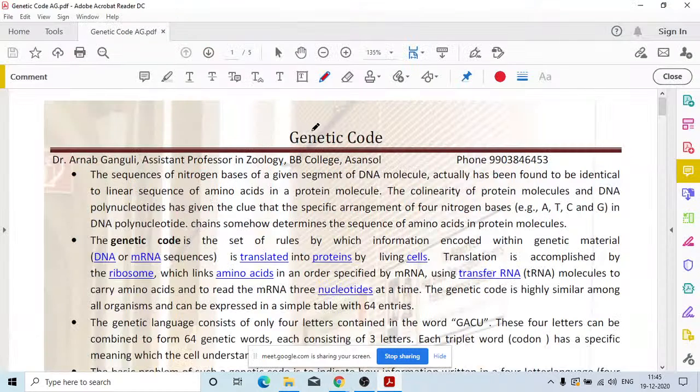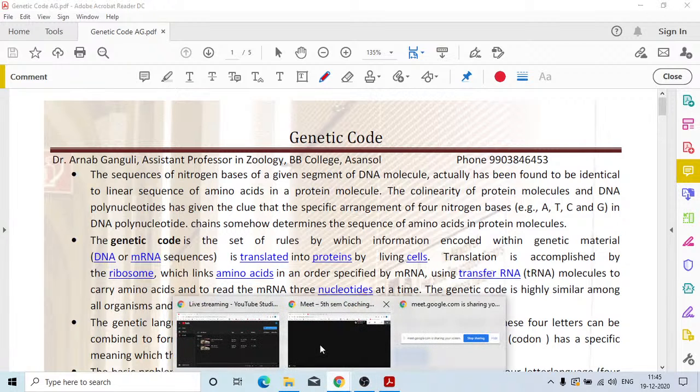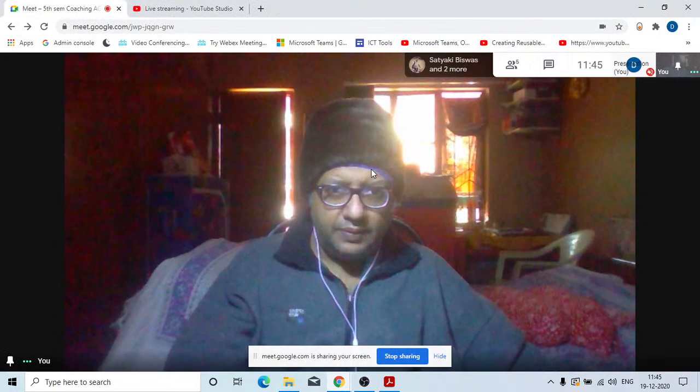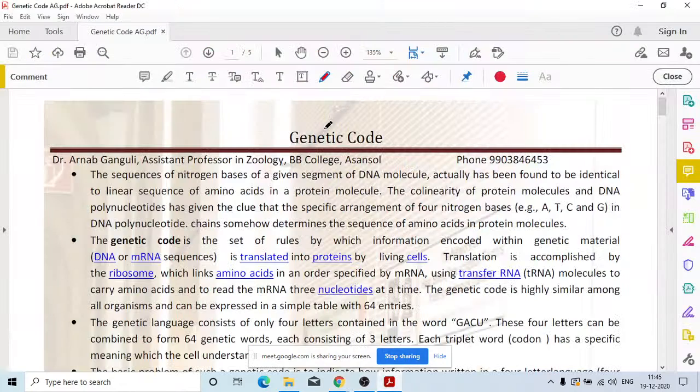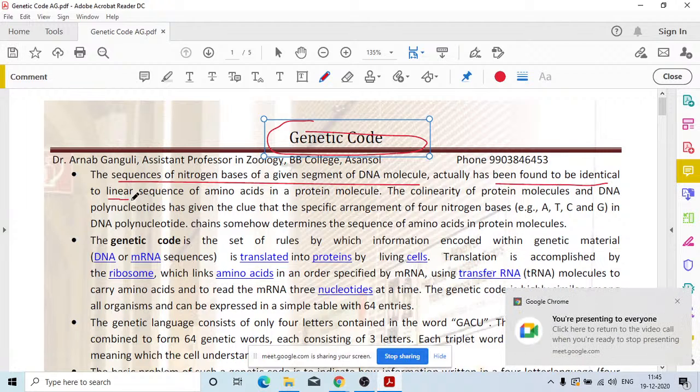Okay, so we are talking about genetic code. So the sequences of nitrogenous bases of a given segment of DNA actually has been found to be identical to the linear sequence of amino acid.